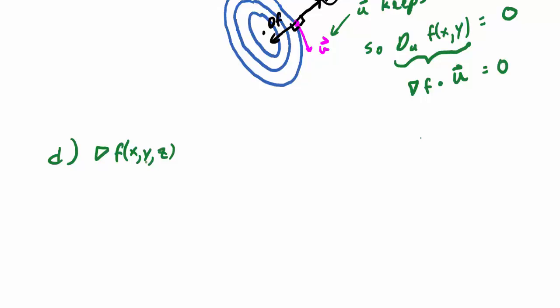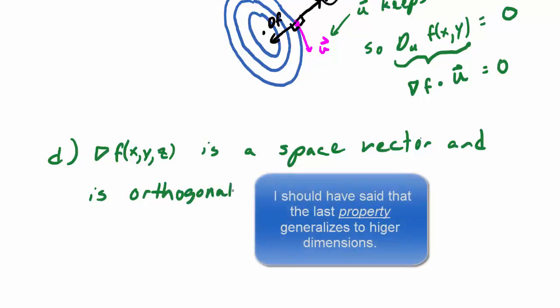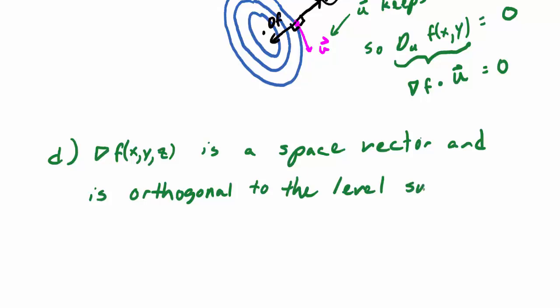So del of f of x, y, z, when you have a third component, it's a vector in space as opposed to being in the plane. And it is orthogonal to the level surfaces of f. It turns out that the analogy generalizes to higher dimensions, in other words. And that is going to give us another way to find the equation of the tangent plane.